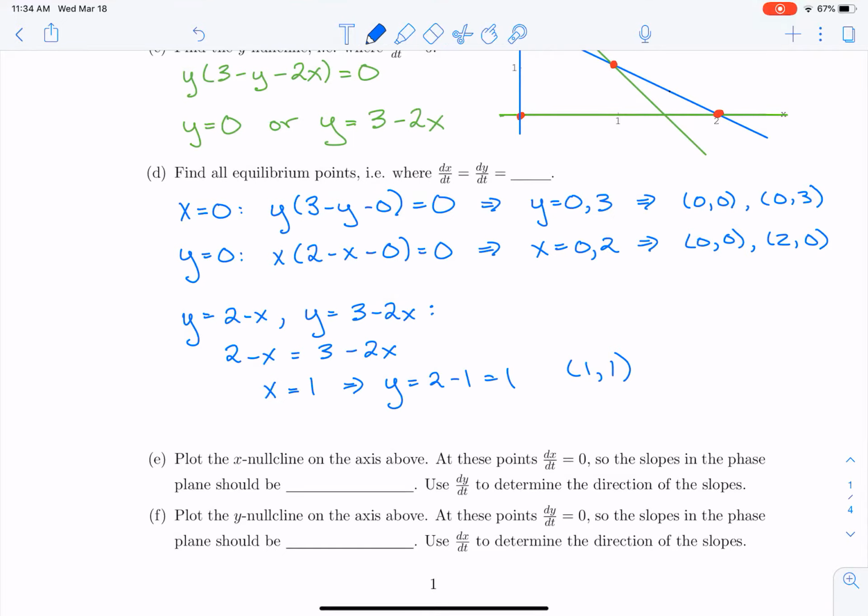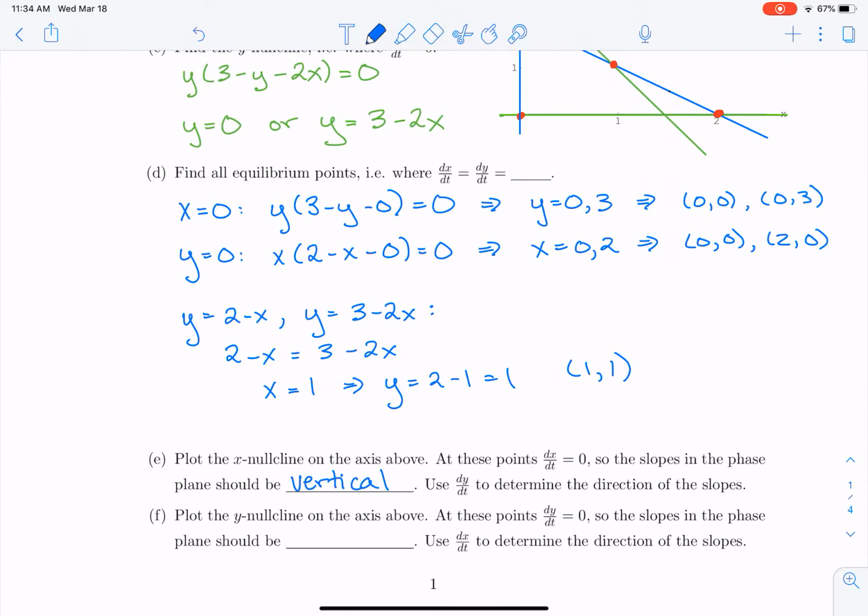We now turn our attention to the x nullcline. We've already plotted the x nullcline in our axis above, and we'll notice that at these points, dx/dt is equal to 0. That means there's no change in the x direction, and that there's only change in the y direction. So the slopes in the phase plane should be vertical.